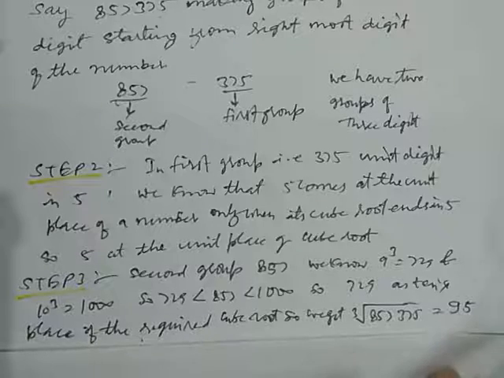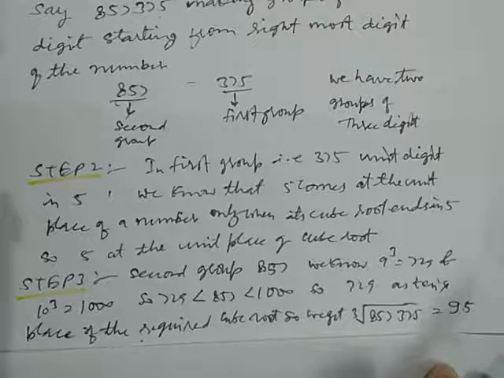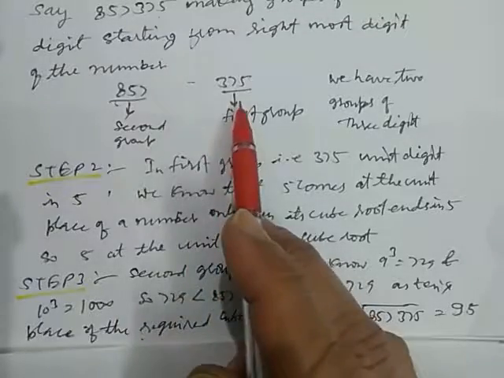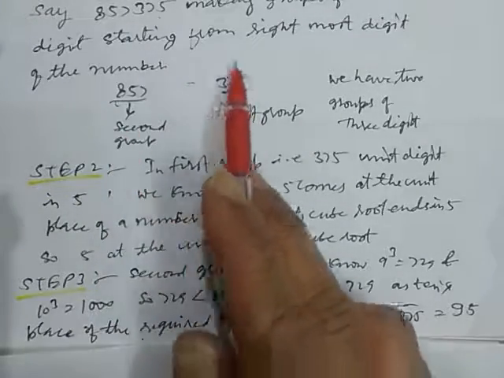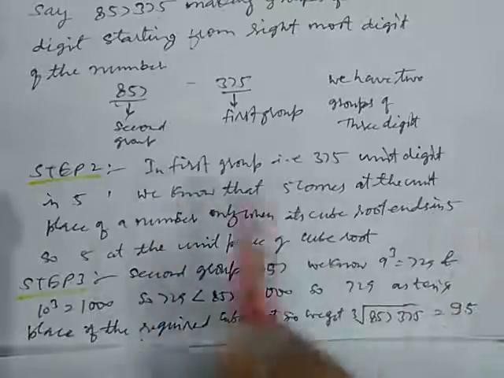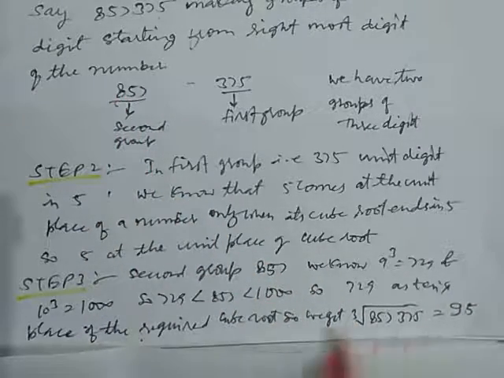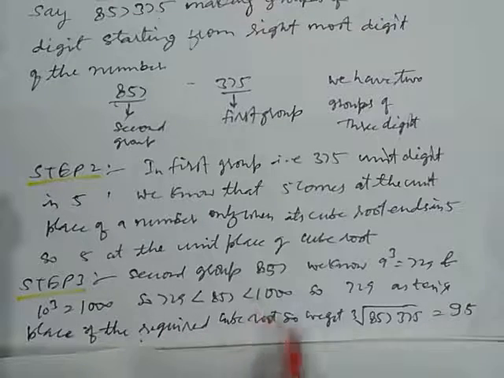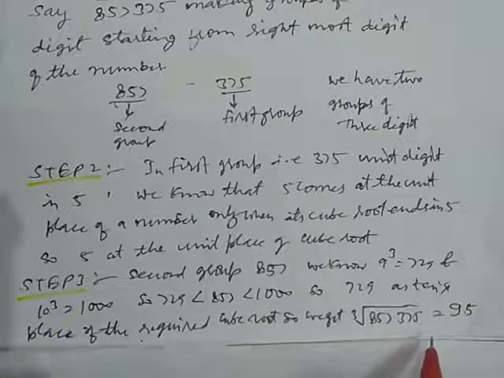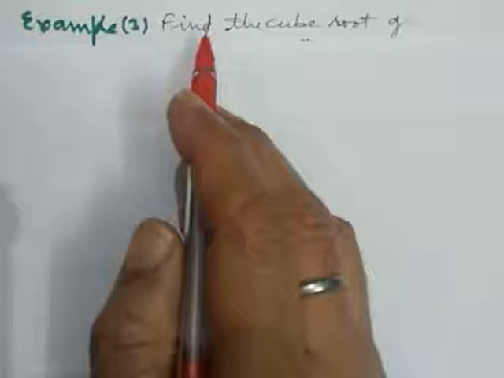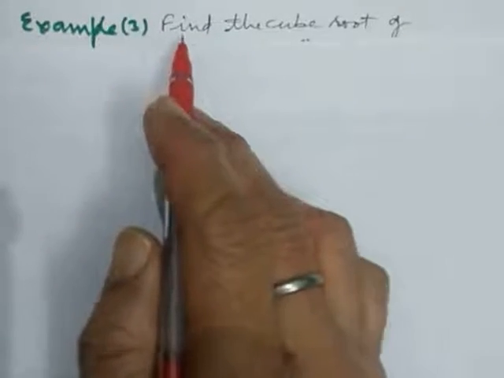In this procedure, we have to make the different groups. From the first group we estimate the unit digit, and from the second group we estimate the tens digit, by comparing. So this way we can find the cube root of a number. Now we take one more example.